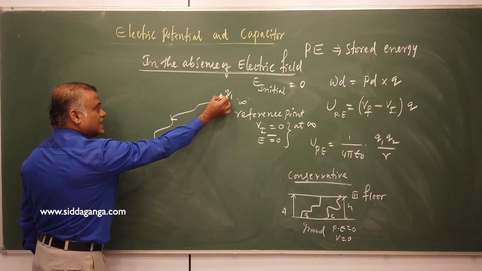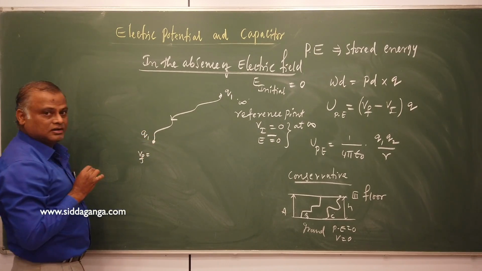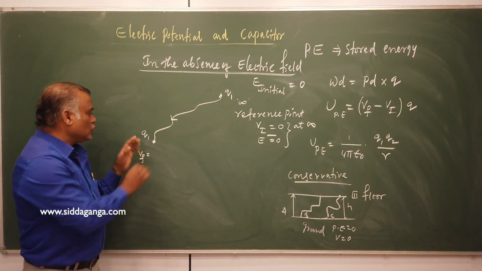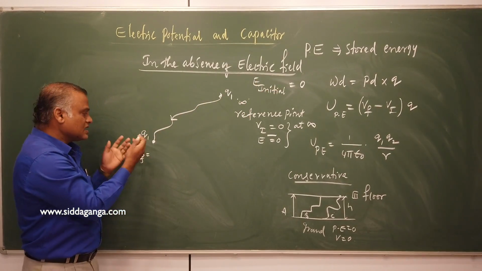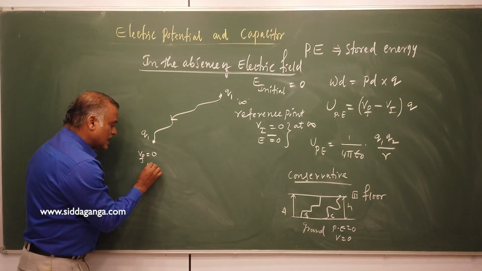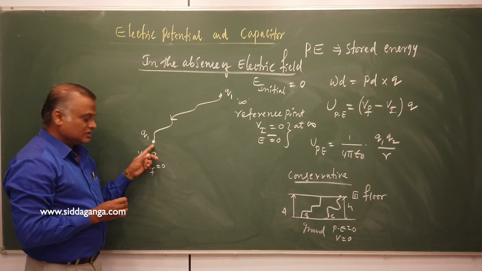Now this charge is carried from infinity to the point. Let us say Q1 has occupied some space here. Now they told in the absence of electric field, means when you are carrying, nobody is there. Nothing exists. Means your potential is zero. Electric field is also zero here at this point. So what is work done?